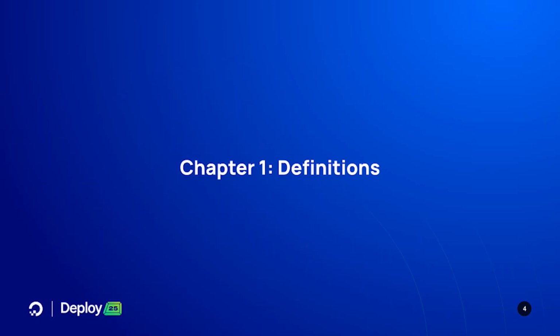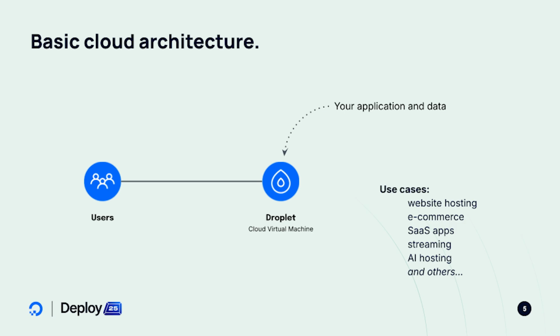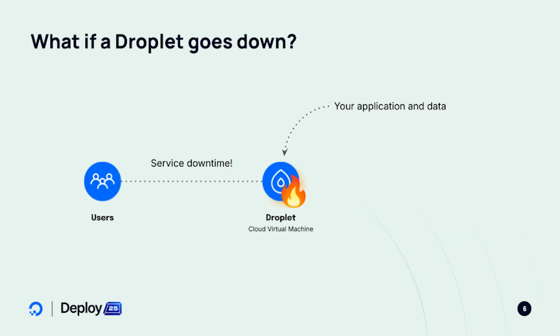Let's start with some definitions. This is the simplest architecture. Let's imagine you run some website or web store or SaaS application in the cloud. You have users on the left that are accessing some service that runs on a droplet. An important thing to notice here is that the application and data are on the droplet. So what happens when this droplet goes down? You get downtime. Obviously, we don't want any downtime. So what can we do about it?